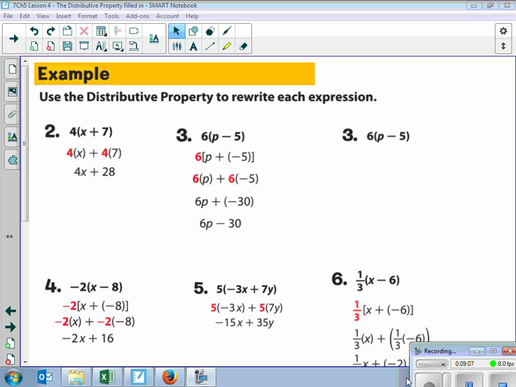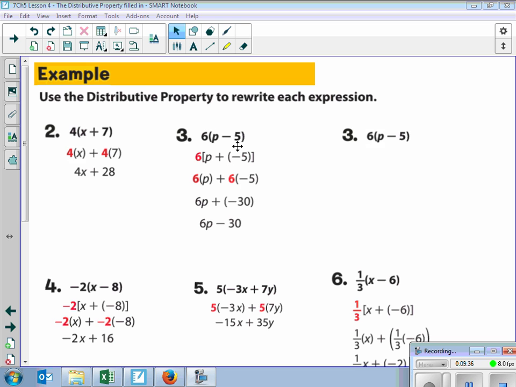Here are just a few examples of using the distributive property to rewrite the expressions. So here, this is what we've just been doing. We have 4 times the quantity x plus 7. We did this with the pictures. The previous examples were just numbers. So here we have 4 times x. That's going to give us 4x. Plus 4 times 7, that's 28. Everybody see that?